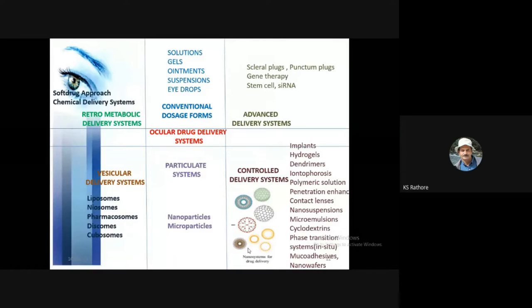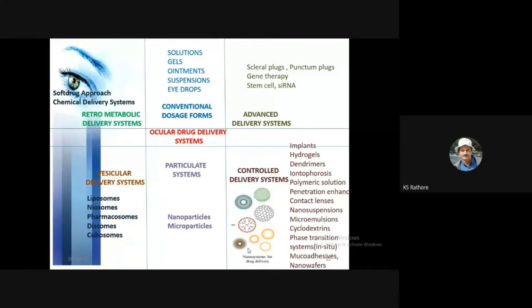In vesicular delivery systems, there are vesicles. We use vesicles as carriers for the drug. Hydrophilic or lipophilic, both kinds of drugs can be delivered through these vesicular delivery systems, like liposomes, niosomes, pharmacosomes, discomes, cubosomes. So these are some approaches which are used for delivery of the drug.